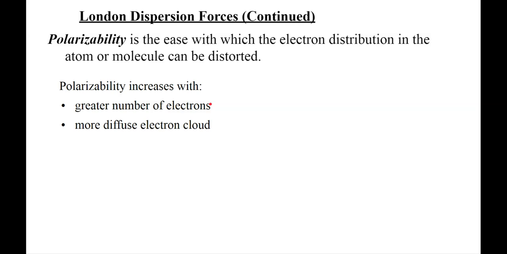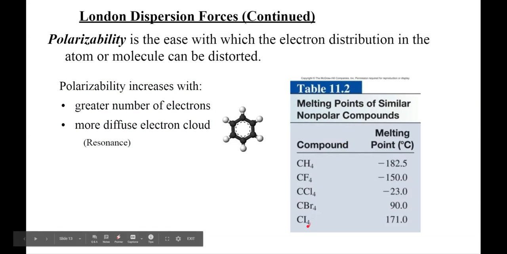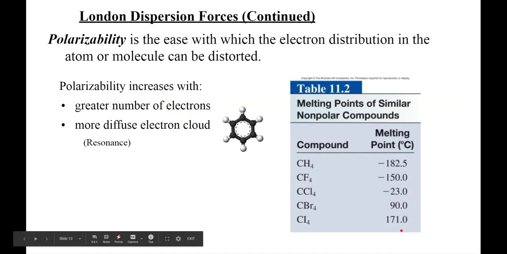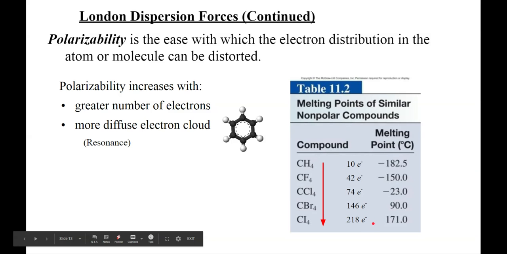The other factor has to do with something we talked about called resonance. If you have a resonance structure, the electrons exist in a more delocalized state, which also allows them to be more polarizable. Now, that's not something I'll probably have you quiz or test over. The more important one is the number of electrons. If you look at these 5 molecules, all 5 of them are completely nonpolar. They're tetrahedral. But if you look at their melting points, it increases not because polarity is going up, but because the number of electrons is going up.